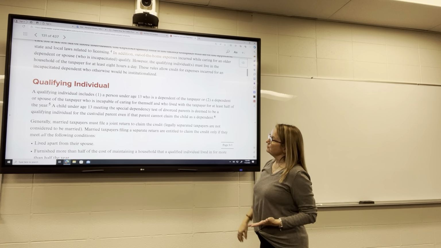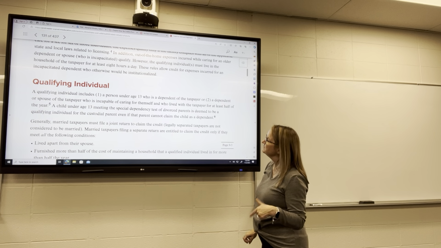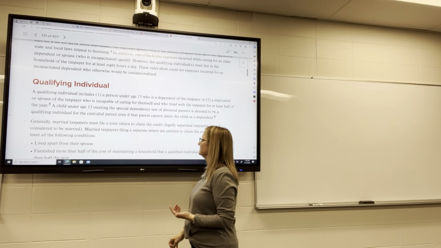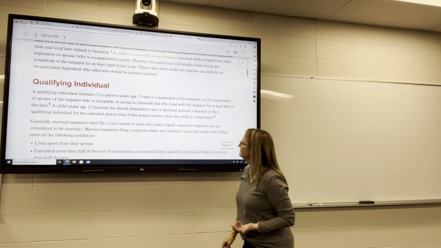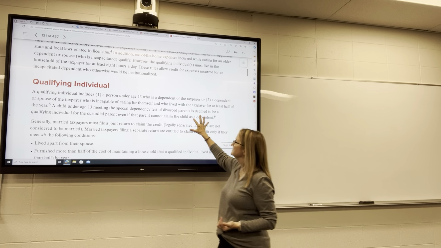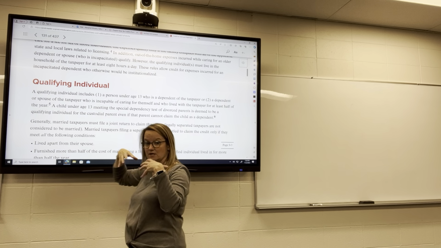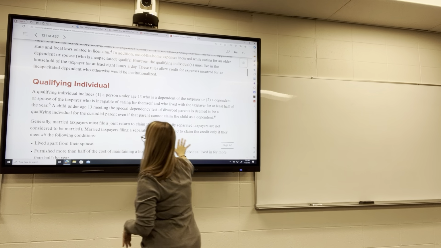So a child under 13 meeting a special dependency test of divorced parents would be deemed to be a qualifying individual for the custodial parent, even if that parent cannot claim the child as a dependent. So in this case, if it's divorced parents, that child is considered qualifying for the parent that has custody of them, okay?